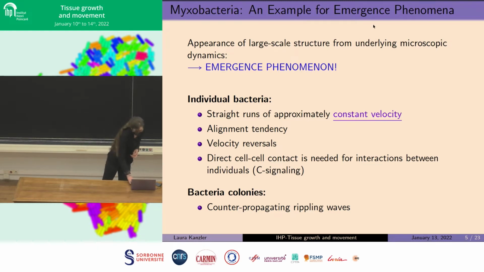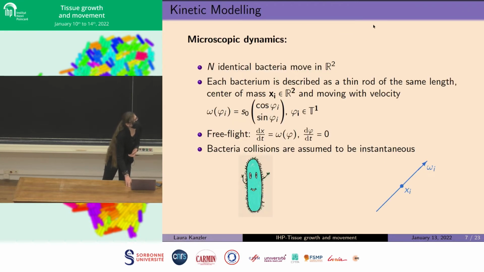putting this in the kinetic framework, meaning that we started from individual-based dynamics. So we have a huge swarm of N identical bacteria moving on a flat substrate in R^2. And then we describe each bacterium by its center of mass, x_i, as well as by its velocity direction. So we assume that they all have the same speed, s_0. It will be scaled away eventually, but they just alter their direction of movement.